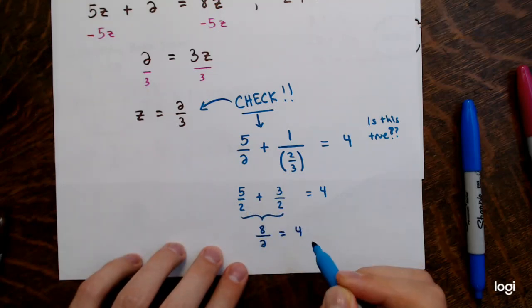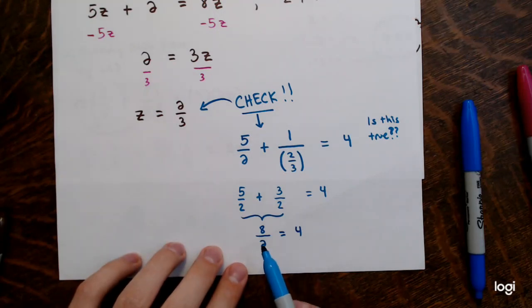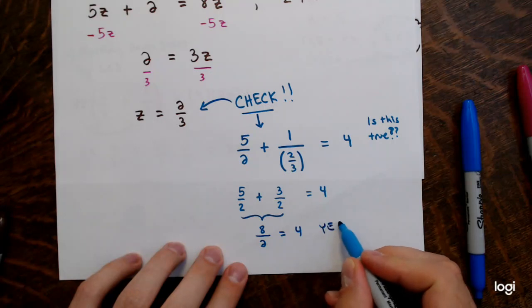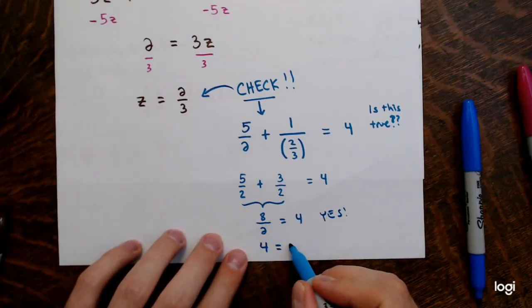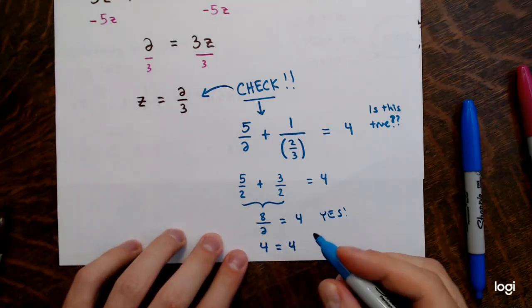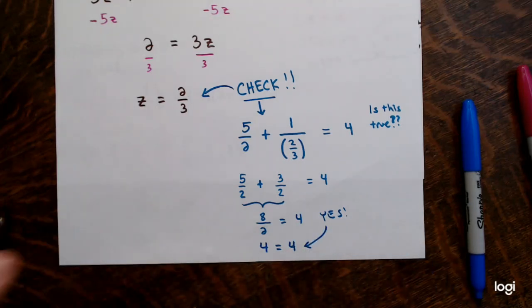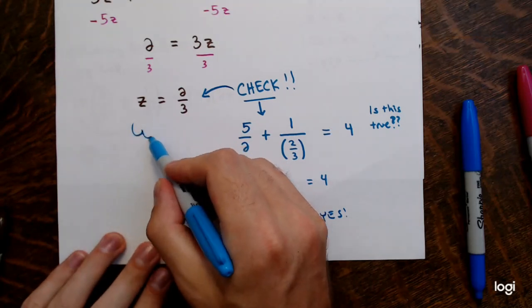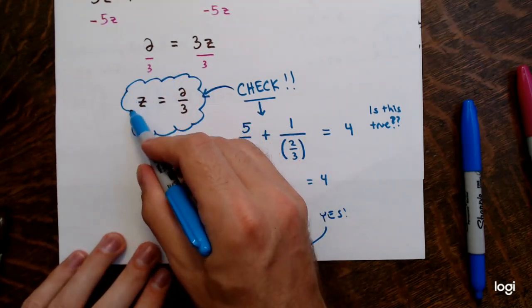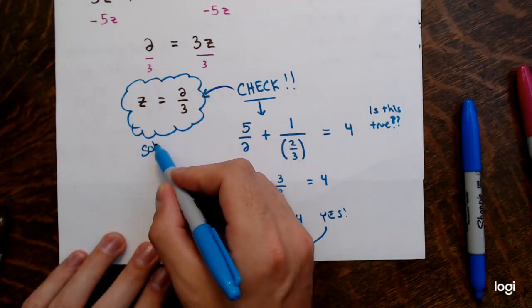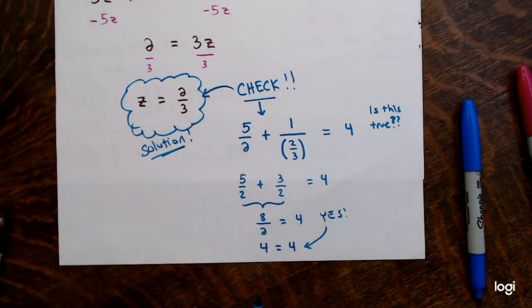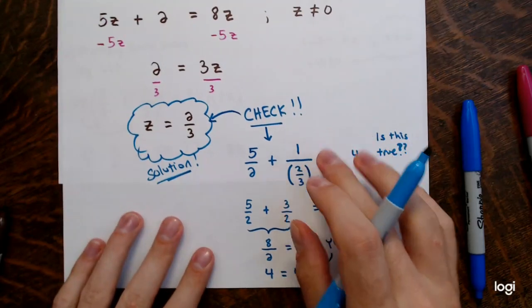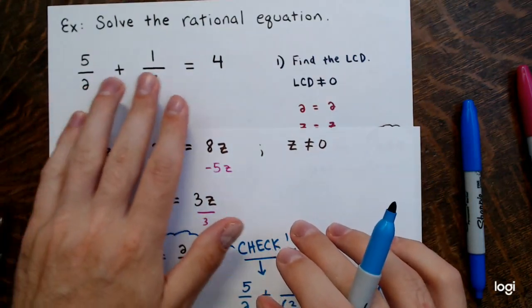And maybe you can stop here. You can probably tell it's correct. Is 8 divided by 2 equal to 4? Yeah, this works. But you can go one step further if you wish and say, oh look, 8 divided by 2 is 4, so the left side is 4, and the right side is 4. So yes, this is a good solution. And it works. It makes the original equation a true statement.